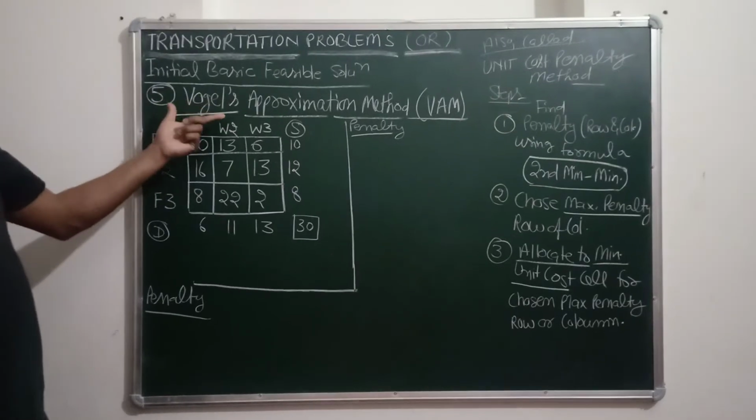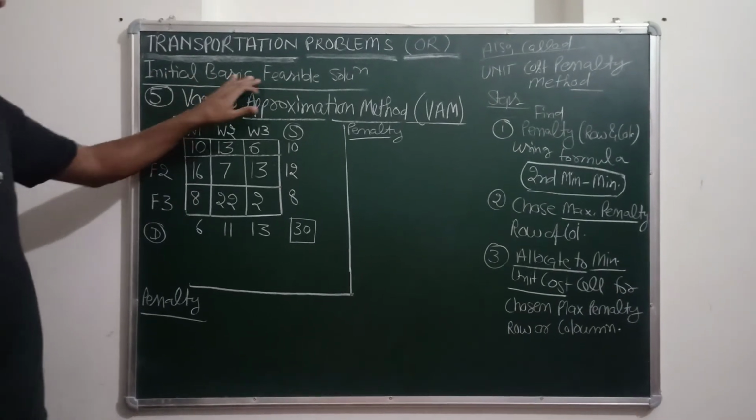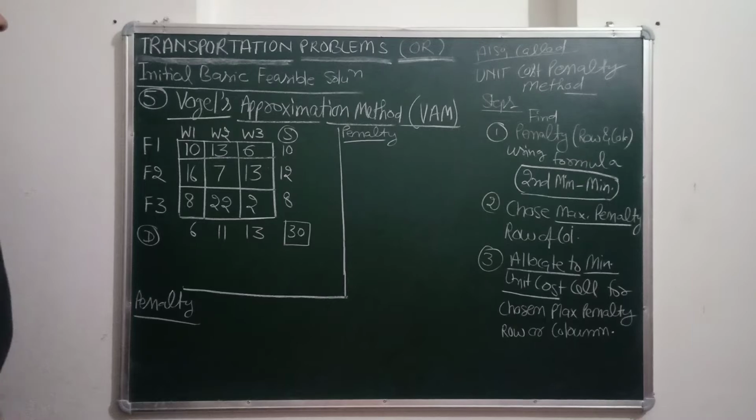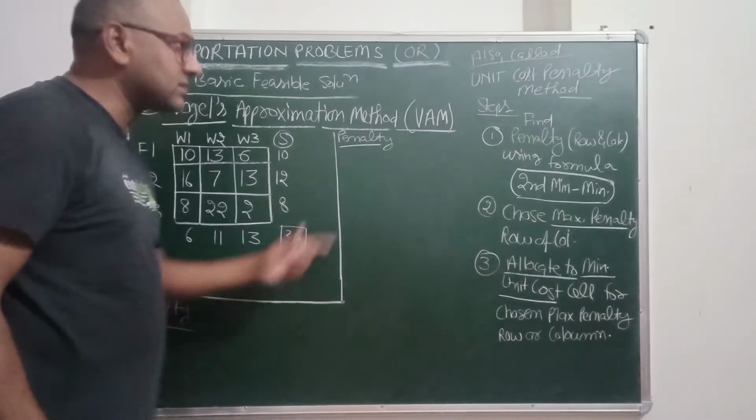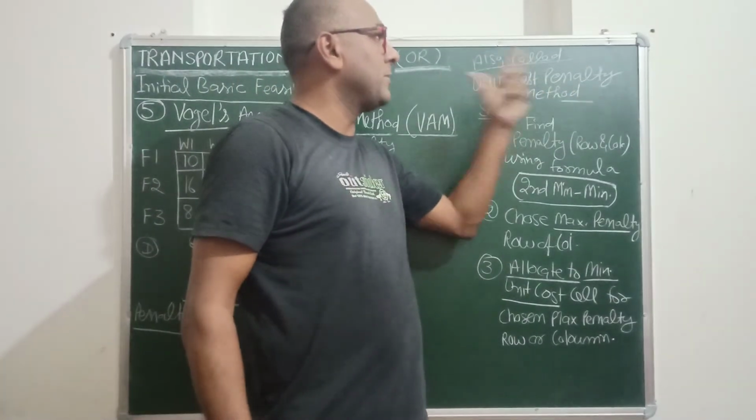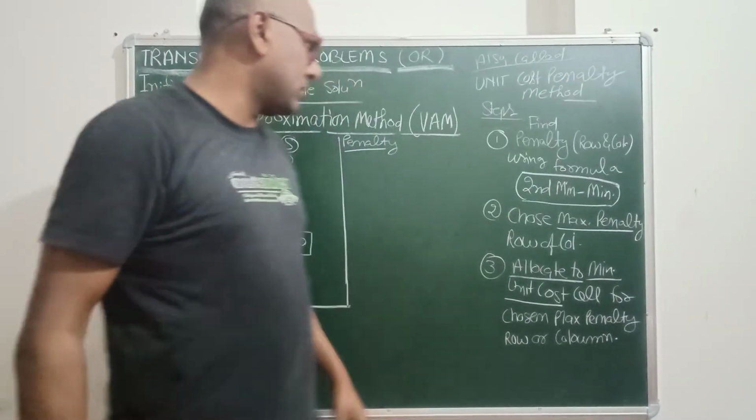This is the last and most important method for finding an initial basic feasible solution. Okay, so the name is Vogel's approximation method or VAM method. It is also called the cost penalty method, as the allocation.